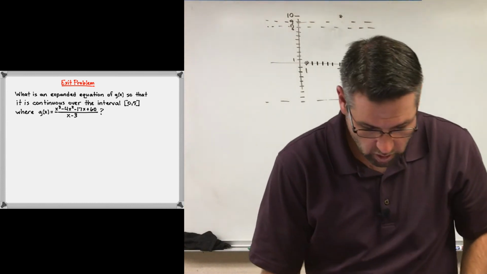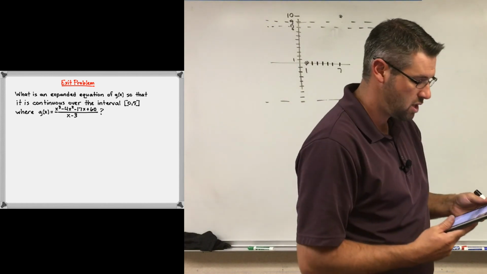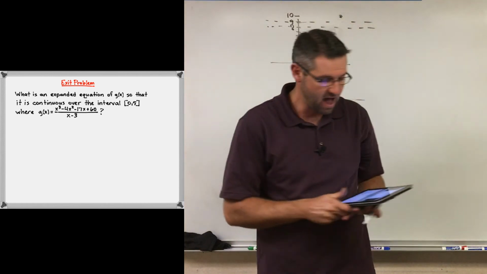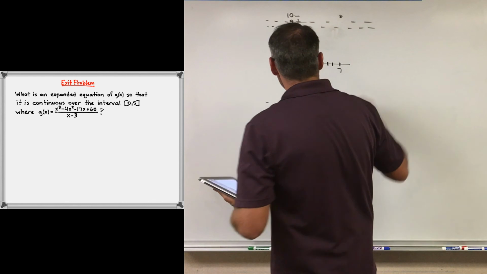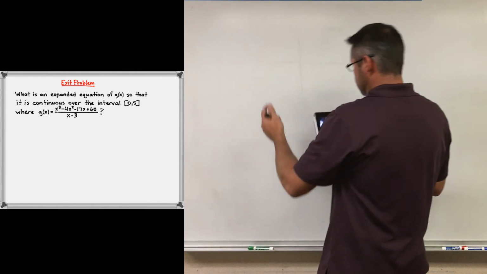It's an exit problem. What is the expanded equation of g of x so that it is continuous over the interval 0 to 5? So go ahead and give this a shot, see what you come up with, and then come back and watch, see how you did.